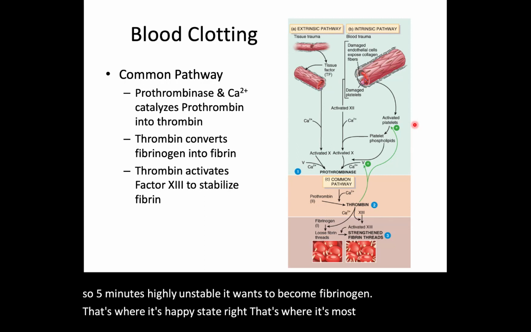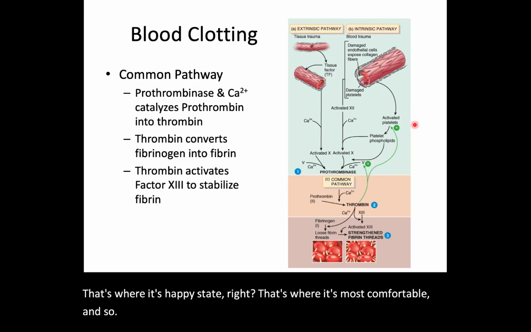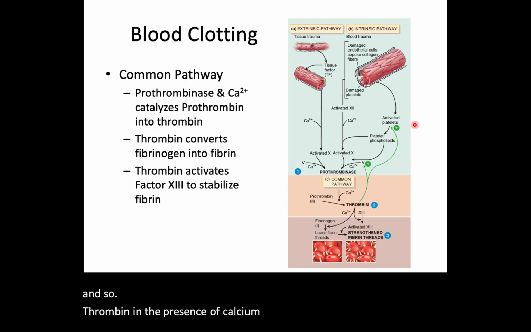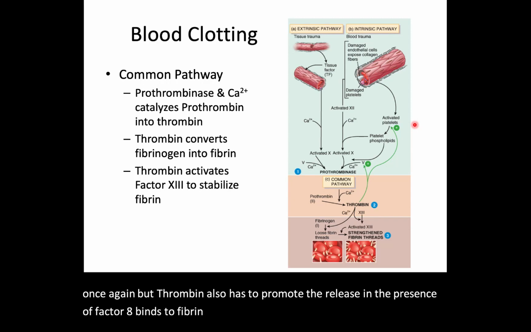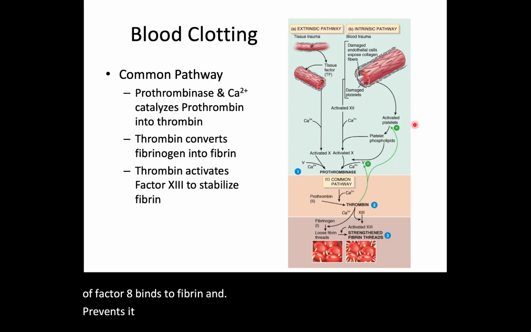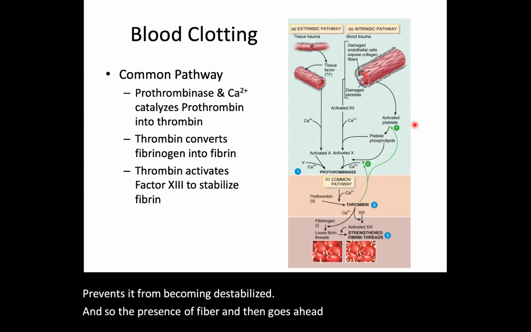And so thrombin in the presence of calcium forces fibrinogen to become fibrin once again. But thrombin also has to promote the release in the presence of factor 8. Factor 8 binds to fibrin and prevents it from becoming destabilized. And so the presence of fibrin then goes ahead and aids in the formation of the blood clot.